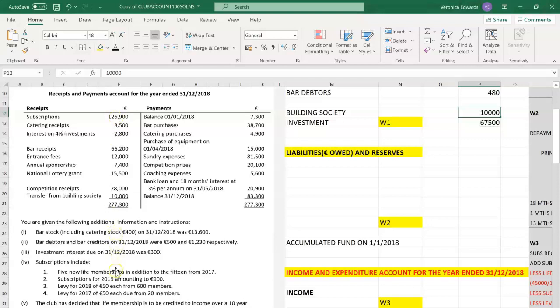So essentially what we're saying is that on the 1st of January 2018, these members must have owed you that levy. So that's what we call a levy due, and it would have been due at the beginning of 2018. So that's another asset. It's money due to the club. In order to work out what it is, you take 50 and multiply by 20. So in this case, it's 1,000 euros.